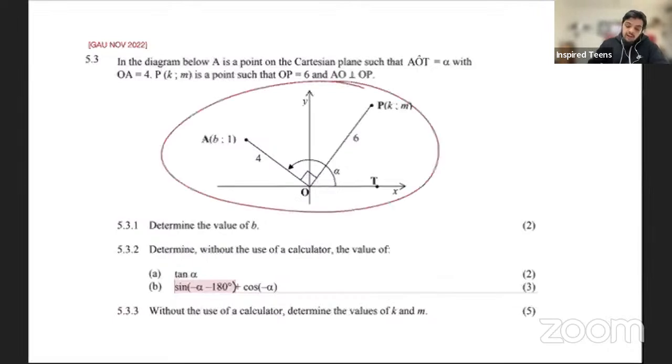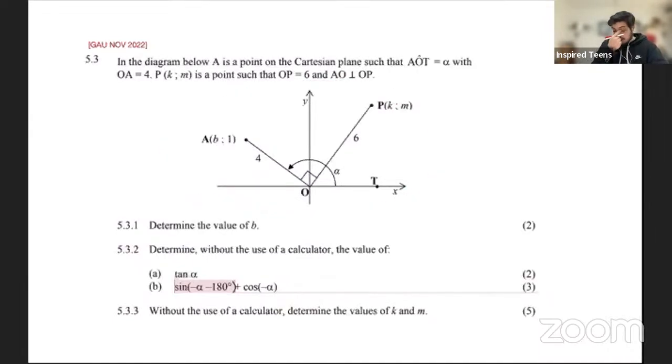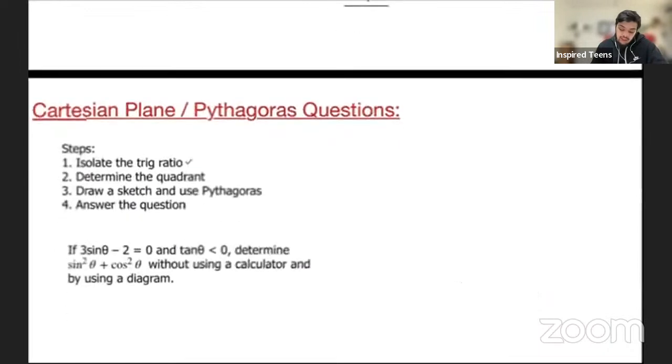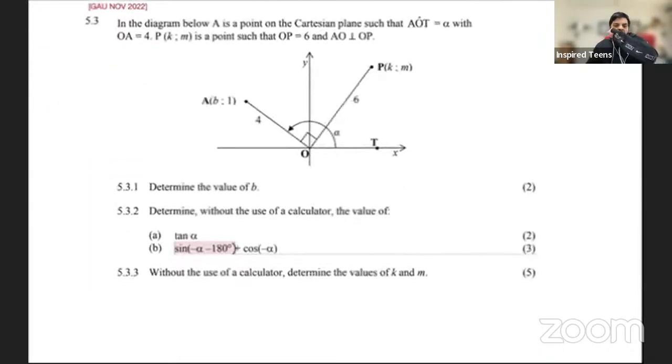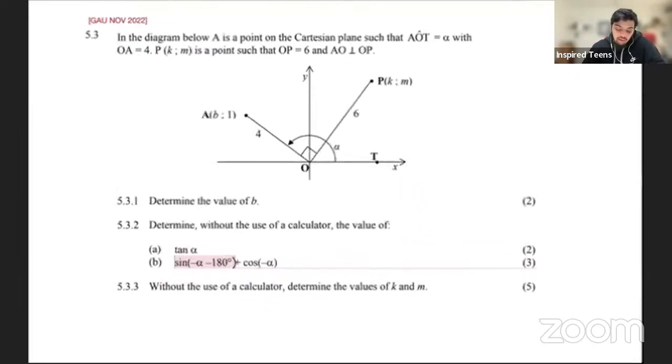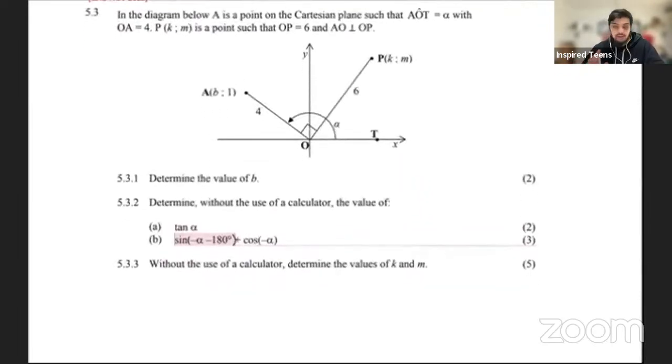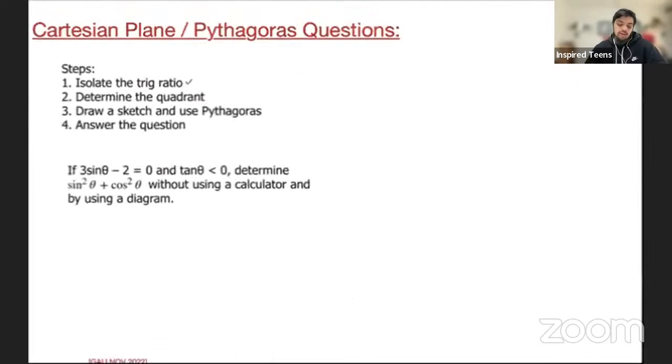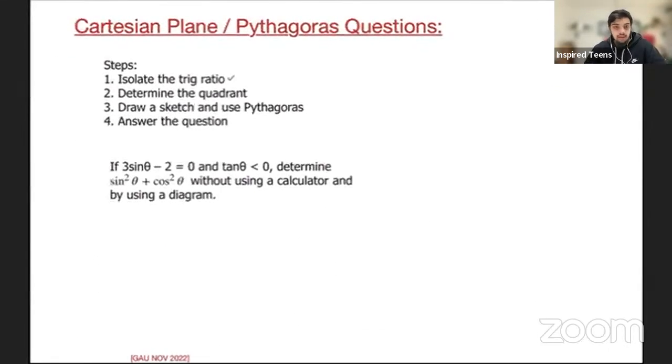So we have this type of diagram with a Cartesian plane, and they don't want us to use a calculator. They want us to use this diagram, and then they have a bunch of questions to solve. I'm sure you've seen this type of question before, and maybe it's looking a little more familiar. It's the same as grade 11, except in grade 12 they can add the grade 12 identities that you need to know. So this is the type of question we're going to solve, the Cartesian plane and Pythagoras questions.